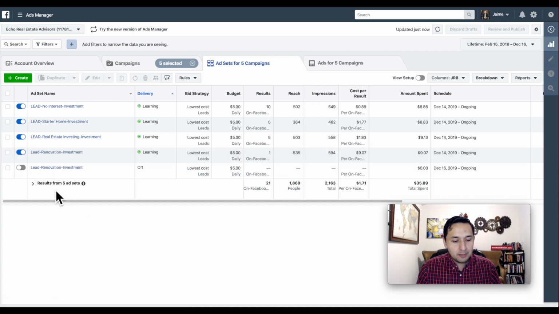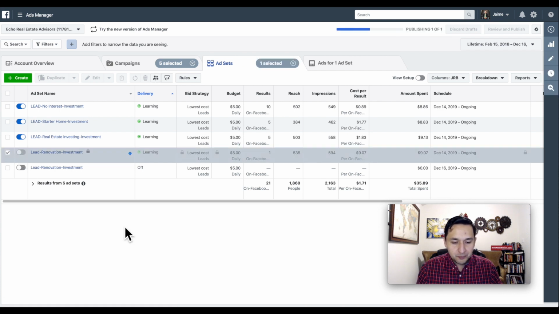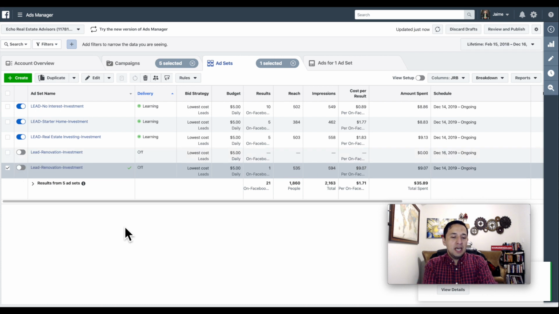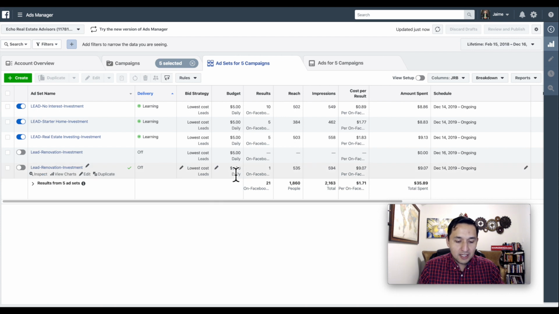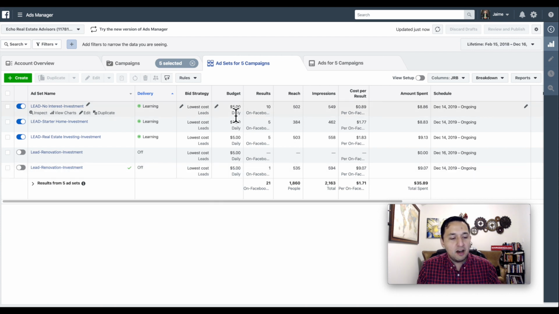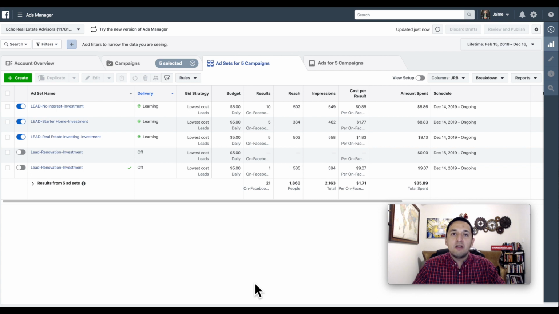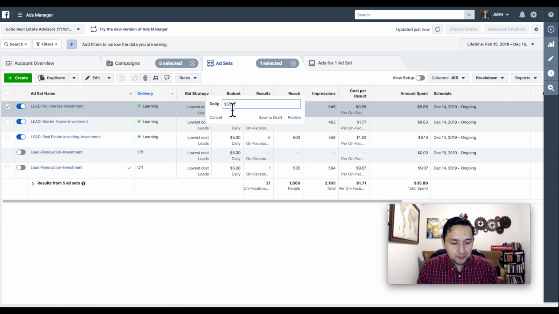So at this point, what I'm going to do is shut off the renovation. It just hasn't given me as many leads as I had hoped. So we're going to shut that off. I know it's been 2 days, and in 2 days, that's when we start to make some adjustments. If something is completely different from the other two, then I go ahead and make adjustments at that point. So what I can do here is allocate this budget up to the no interest and start fueling it even more, which is actually what we're going to do right now.